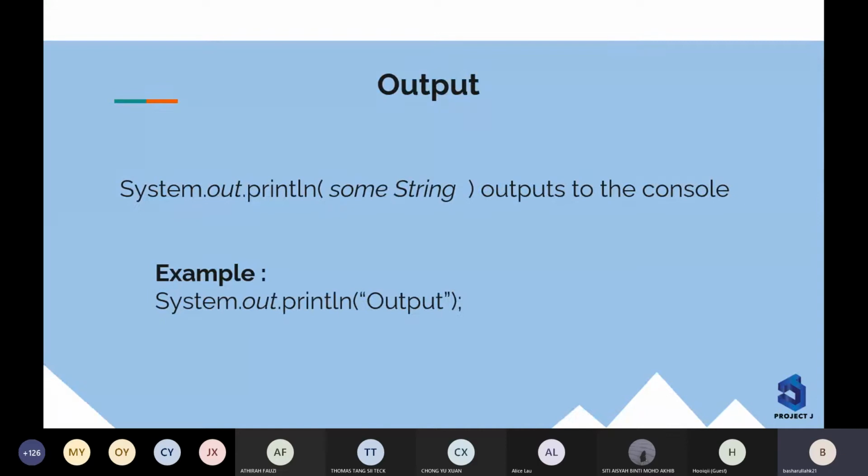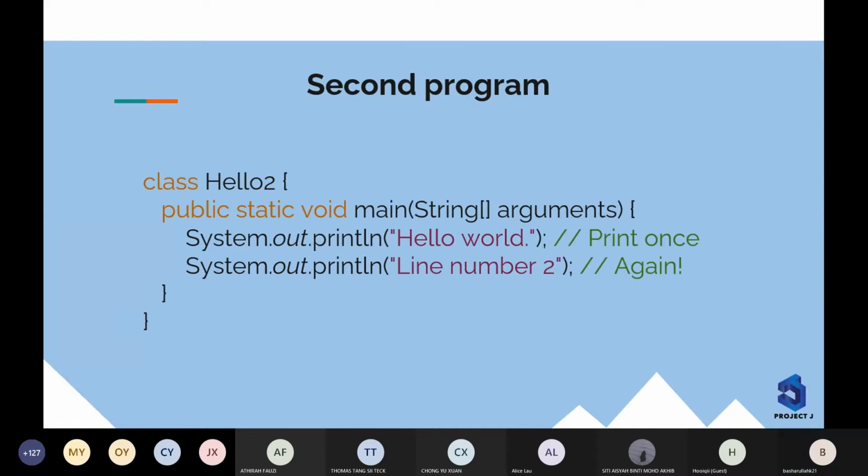So for the output, you will use this code here, System.out.println, in order to show the result to the users. Okay, so guys, this is the second program, and this program will be done in the tutor session later. So I will skip it for now.